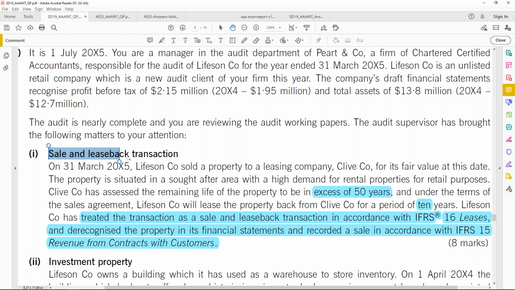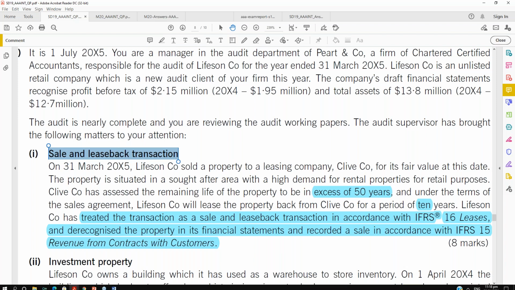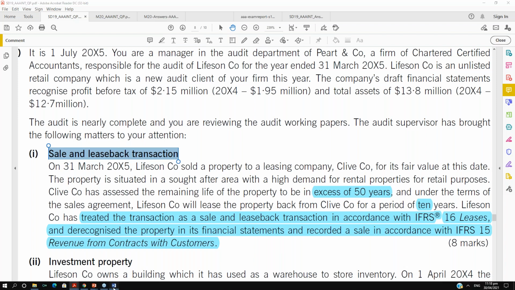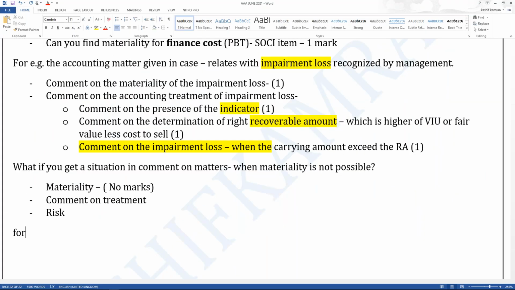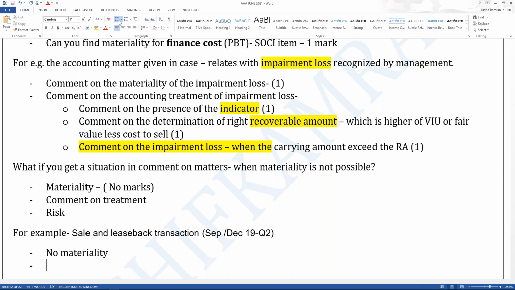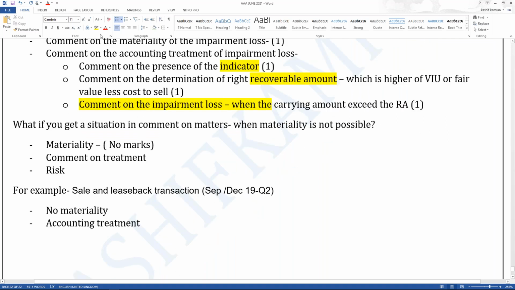Now, when you're talking about a sale and lease back transaction in the exam paper, for example, the sale and lease back transaction in the September, December 19 exams, question number 2, you have no materiality. But look at the accounting treatment. The examiner is giving you a clue. The examiner is giving you IFRS 15, sale and lease back, and IFRS 16.